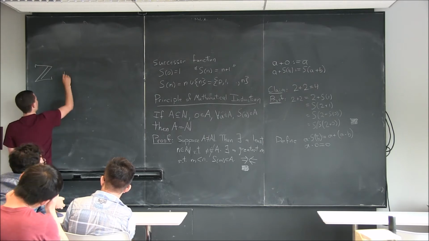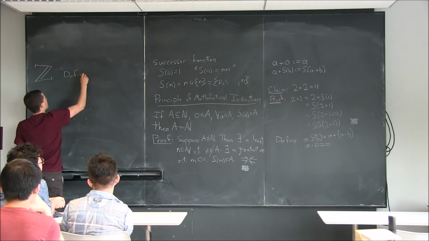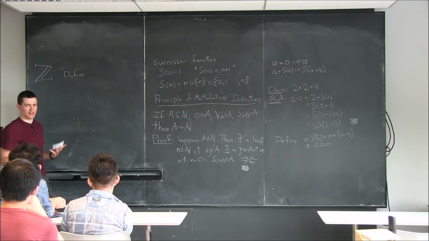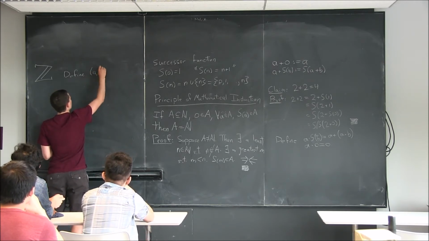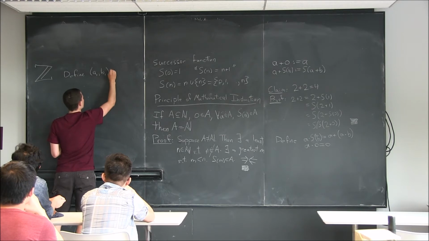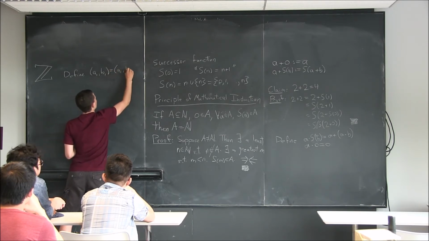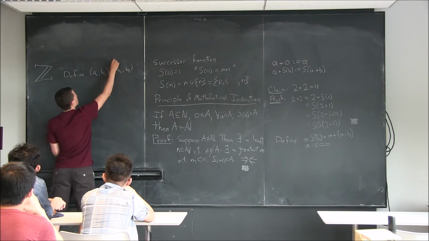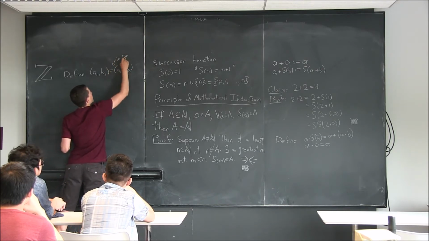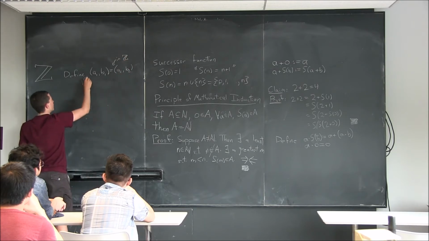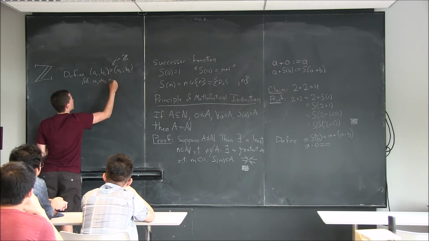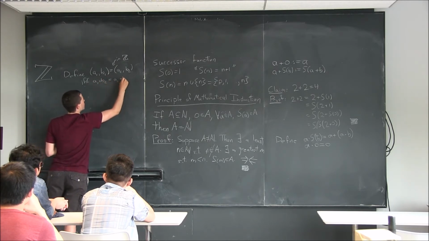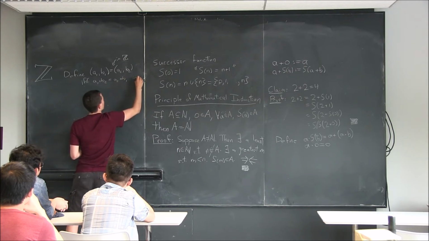What we're going to do is define integers as pairs of natural numbers, or, more accurately, equivalence classes of pairs of natural numbers. So when we have a pair a1, b1, we call that the same integer as another pair a2, b2, in the integers, if and only if a1 plus b2 is equal to a2 plus b1, and this is in the natural numbers.